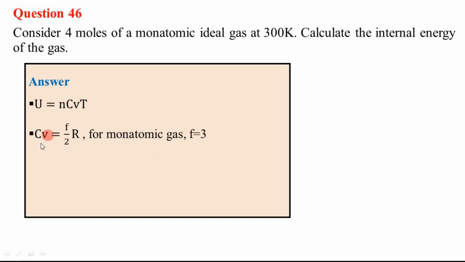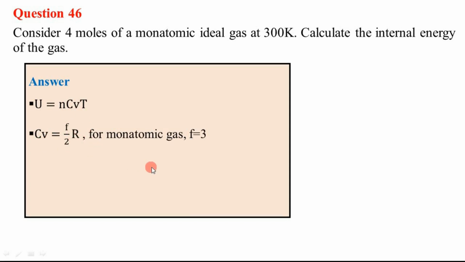Again, the CV is given by the relationship between the degree of freedom and CV. We know that CV is equal to f, which is the degree of freedom, over 2 times the gas constant.